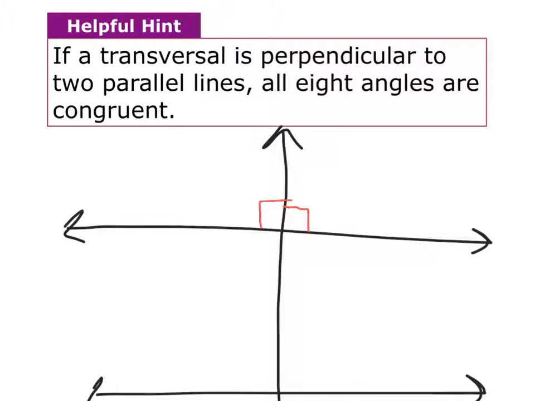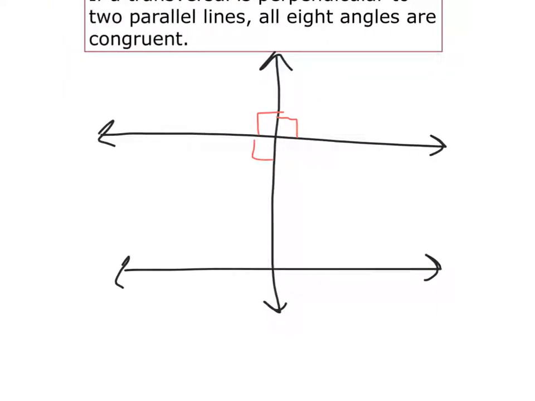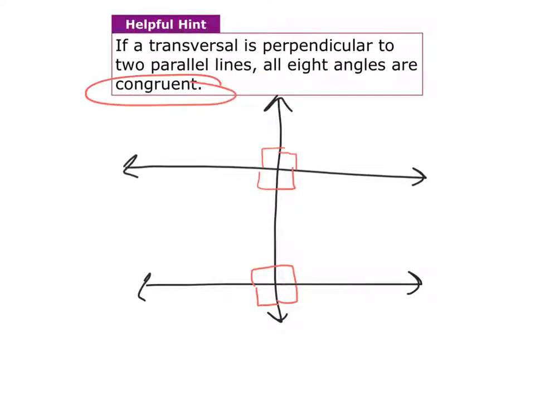What do we know about this angle here? 90 degrees. What do we know about this angle down here? 90. Why is it also 90? Look at it, the alternate interior, and it also intersects at 90. Because it's alternate interior, these two are going to be congruent, and it also intersects at 90 degrees. So all of these angles would be 90 degrees, so all 8 of them are congruent.